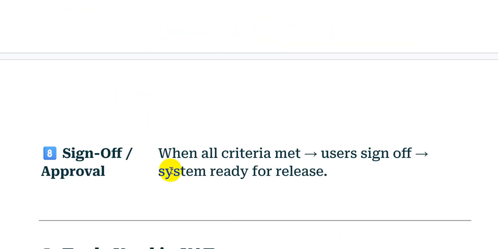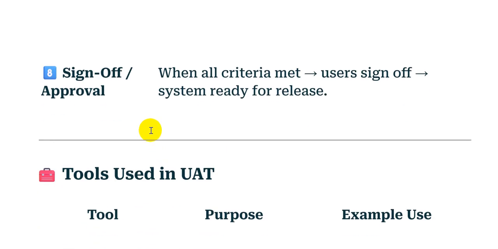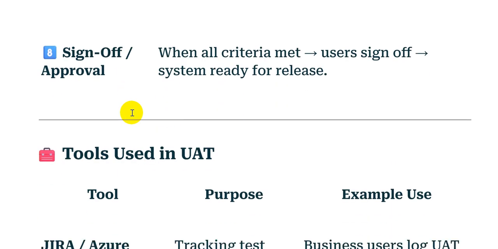And last one is sign off or approval. When all criteria are met correctly and our UAT testing is completed and all the flows, all the functionality of the application is working as per the expectation, that time we give the approval and we can do the sign off, UAT sign off. So those are the steps we have as part of the UAT.